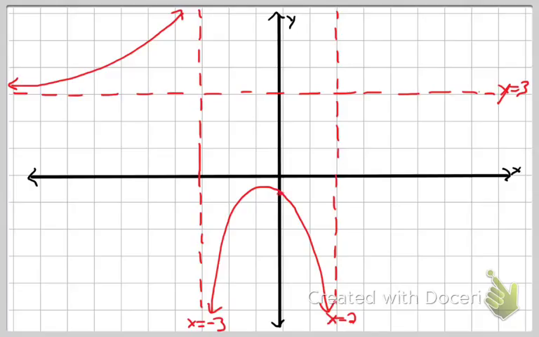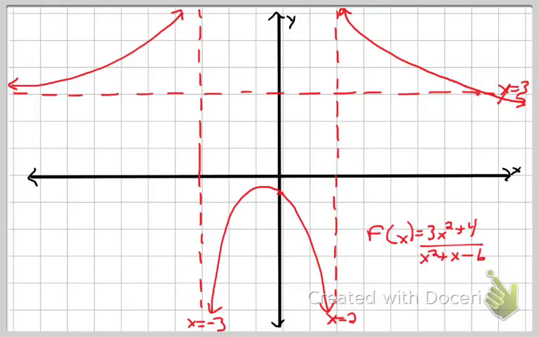So you'll get your value somewhere around here that it's actually going to be crossing, and then it's going to hug your horizontal asymptote really close but from below. And then we can actually go ahead and label our function here. So we have f at x equals 3x squared plus 4 all over x squared plus x minus 6.